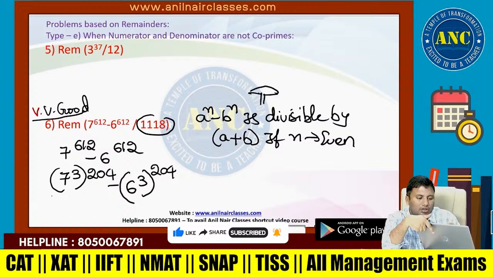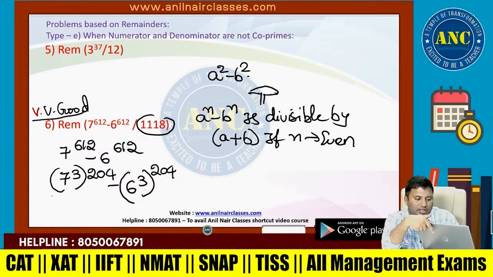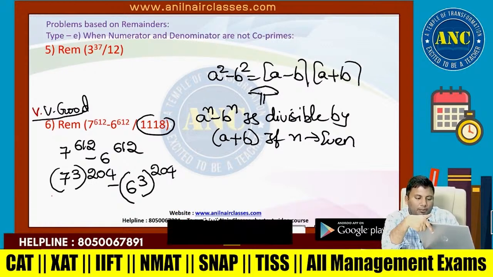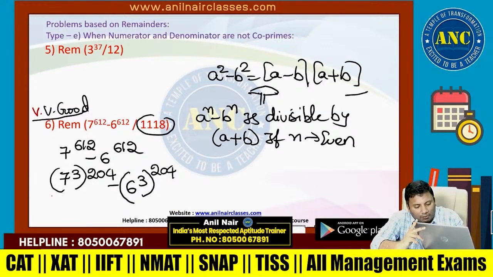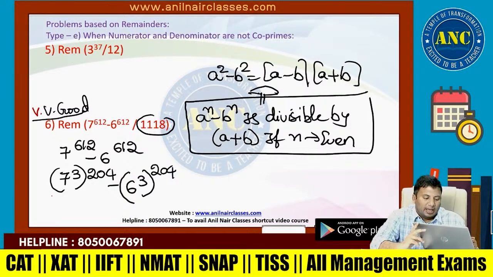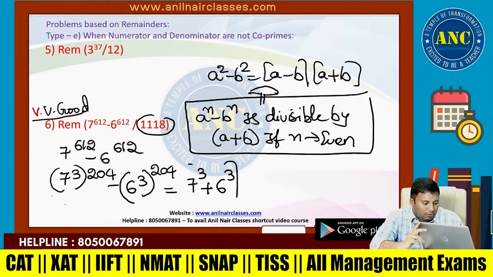Why is it so? A square minus b square is a minus b into a plus b. If you observe, because the power is 2, a power n minus b power n is always divisible by a plus b if n is an even number. This can be written as a plus b into 7 cube plus 6 cube.